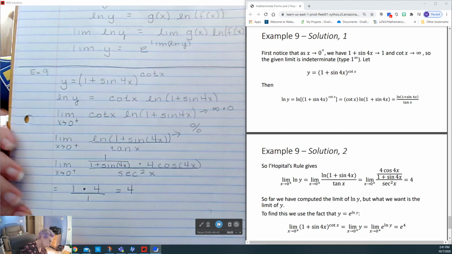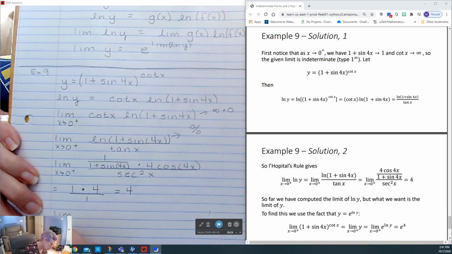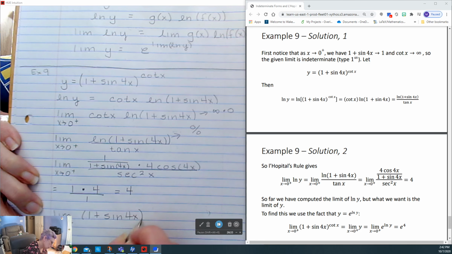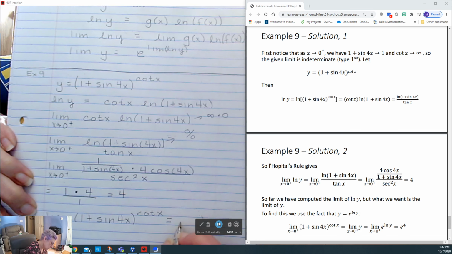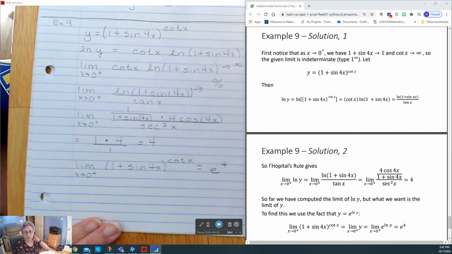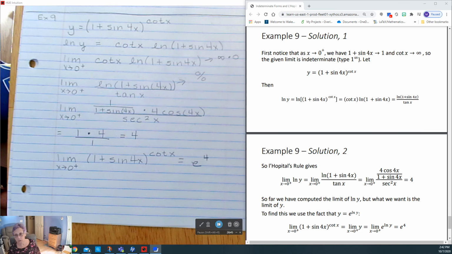So my original limit as x approaches 0 from the right of y, 1 plus sine of 4x to the cotangent of x, is equal to e to the 4th power, because I have to undo that natural logging I did by exponentiating. Okay.